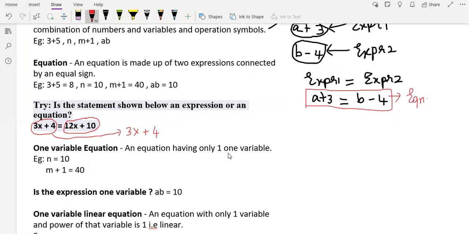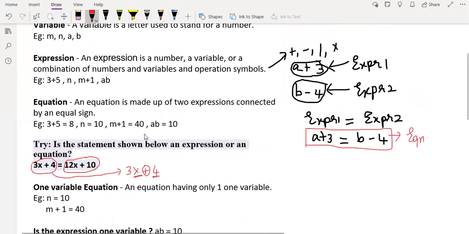You can see here it consists of a variable, it consists of a number, and it consists of operation symbols. So what will this entire thing become? This is the combination of all of these. So this will become an expression. This 3x plus 4 will become an expression.